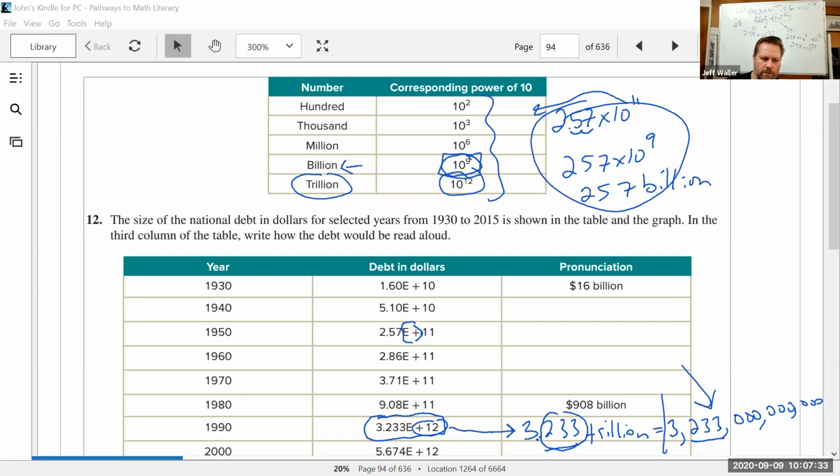All right. Let me clear that. So writing that in scientific notation would be, it's already in scientific notation. Oh, so if I wanted to write this without an E, it would be 3,233 times 10 to the 12. Yeah. So the times 10 to the is what E means. Right. I like it.